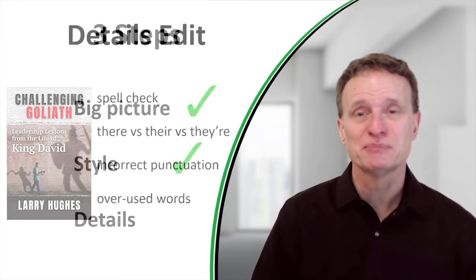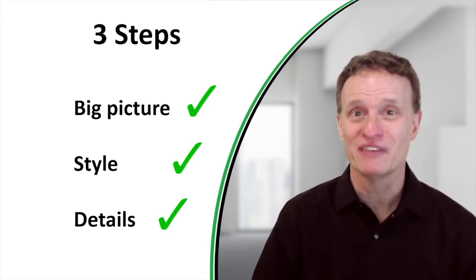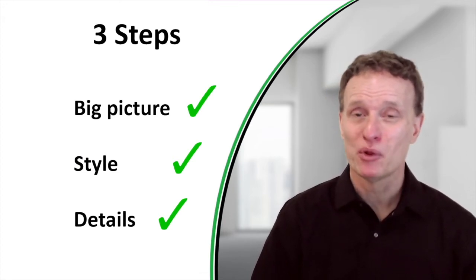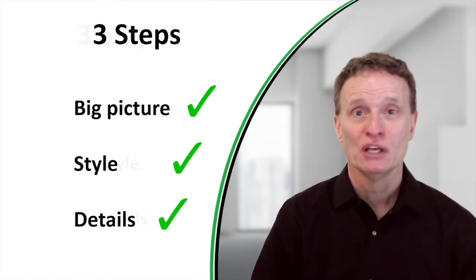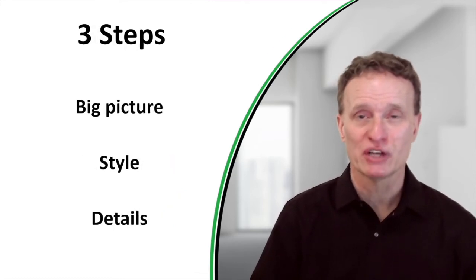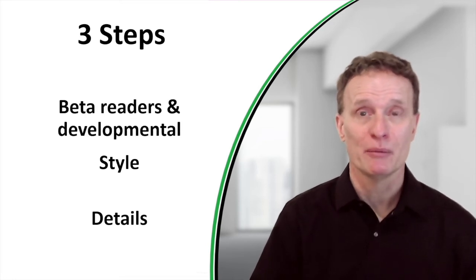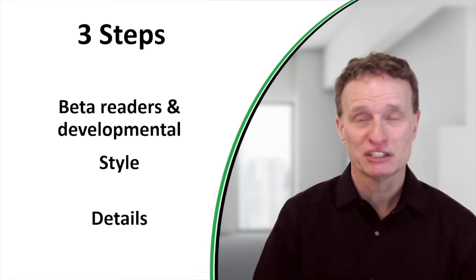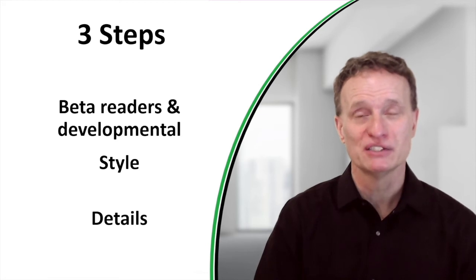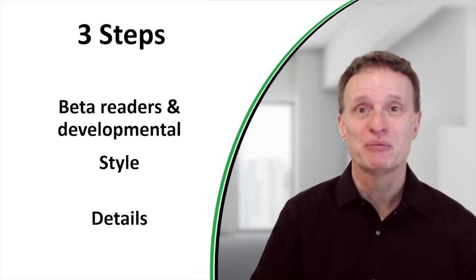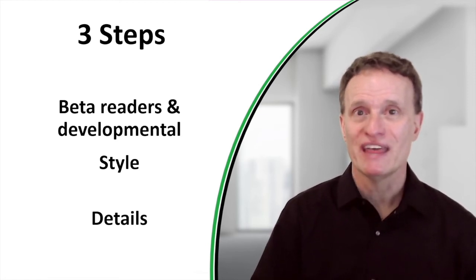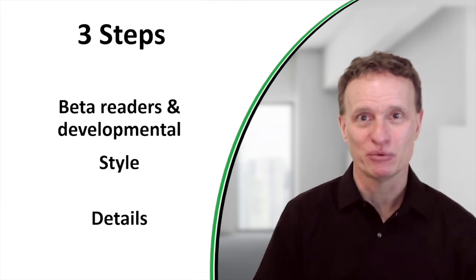Those are the 3 steps in the self-editing process. And if you think about the different types of editing, they will resemble what different editors will do for you. So in the first step, the big picture edit, you're really doing the work of what a beta reader or a developmental editor will do. So you want to make sure when you turn your book over to beta readers and developmental editors, the big picture flows, and that way they can follow along and they can make any refinements.